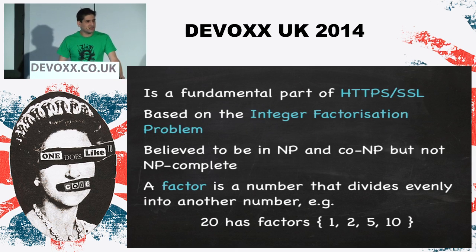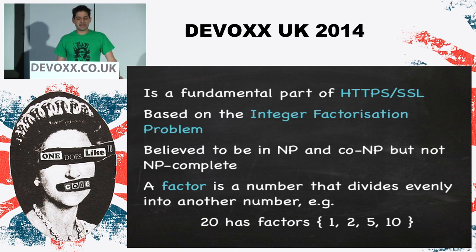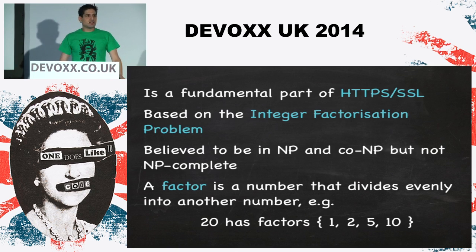Everyone knows RSA is fundamental to HTTPS, SSL. You'll see it on all the certificates if people have ever bought one from VeriSign or anything like that. It's pretty much using RSA. And the problem that they're using underneath is what's called the integer factorization problem, which is, given some big number, find the prime numbers that multiply together to give that number.